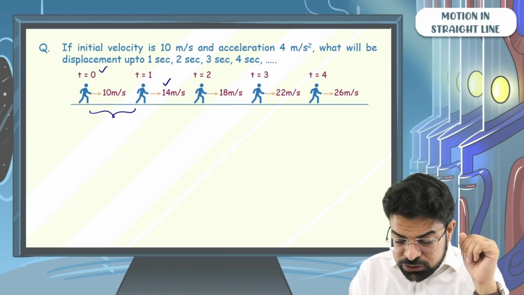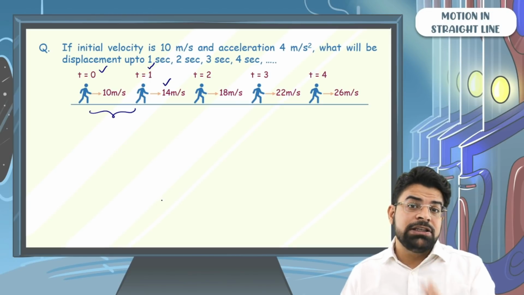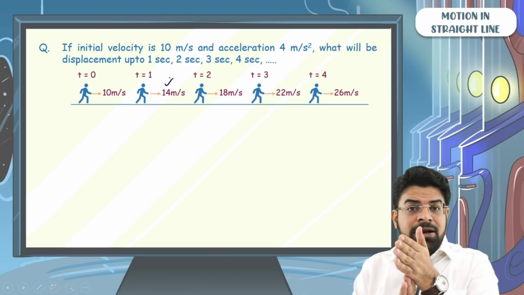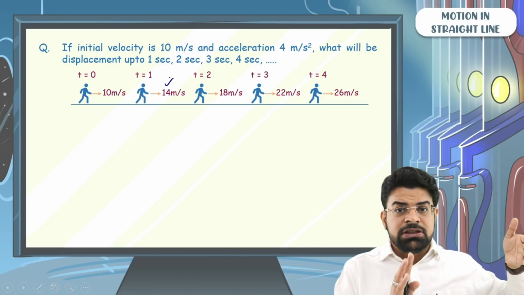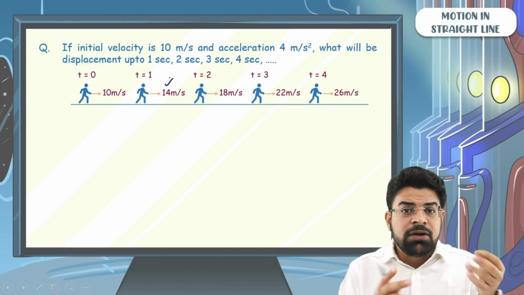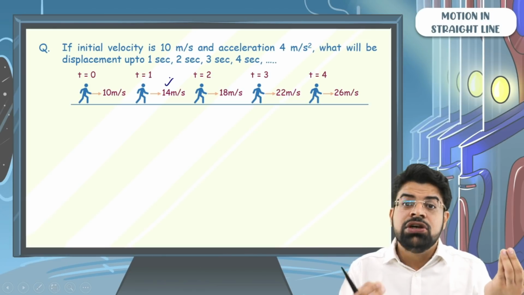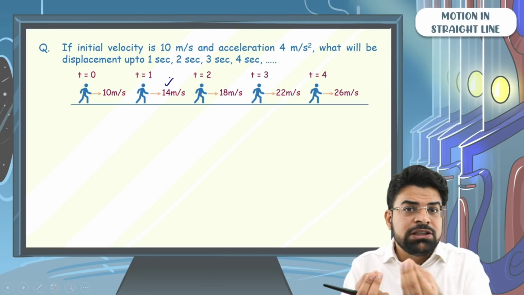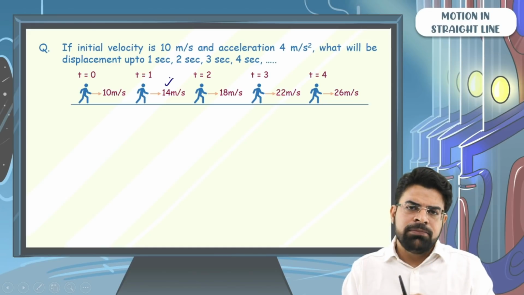From time equals 0 till time equals 1, the velocity is continuously increasing. The velocity is 14 only at the very end. The velocity is 10 at the very beginning. So for this time frame of 1 second, what should I take the velocity to be? Should I take it 10? No, that's the initial velocity. Should I take it 14? That is the final velocity. And the velocity keeps on changing. So what should I take the velocity to be for this time frame of 1 second?